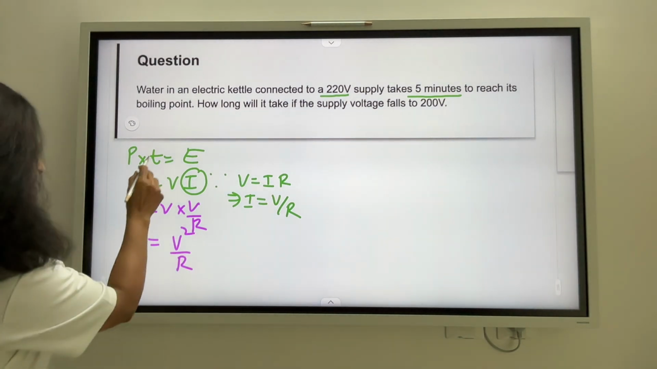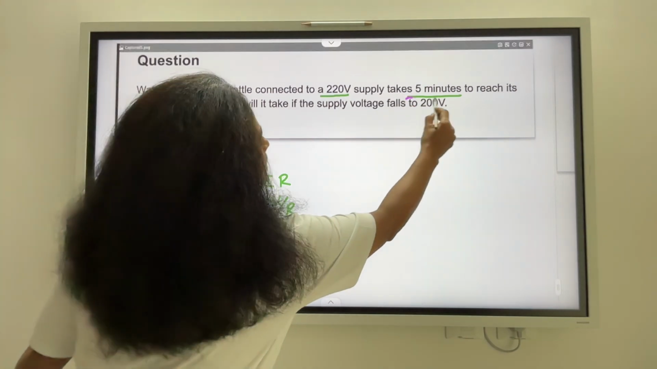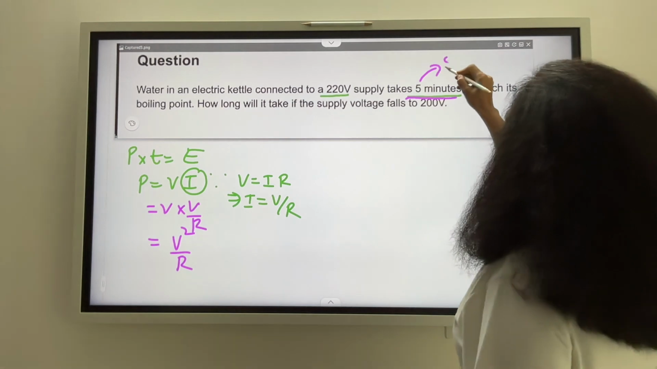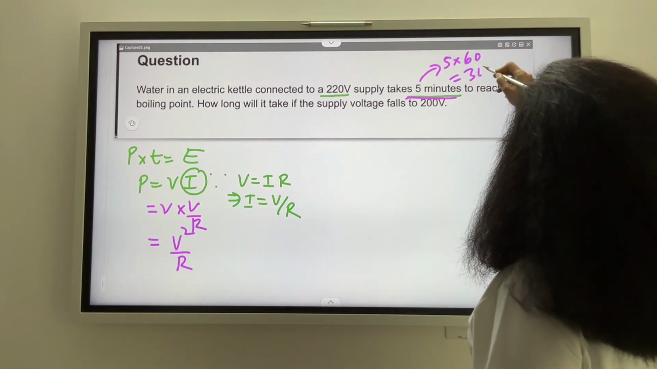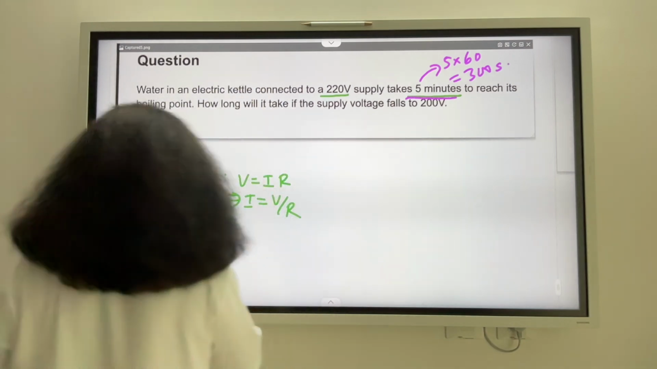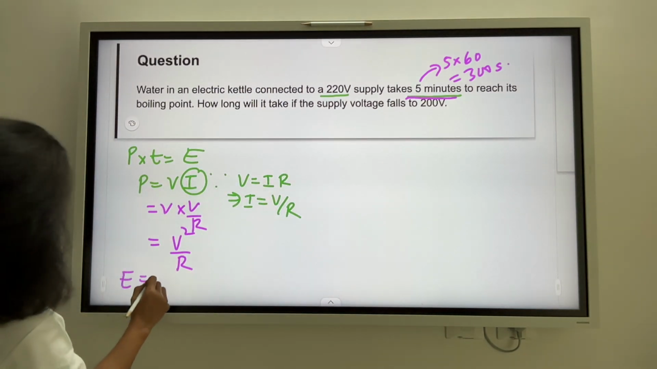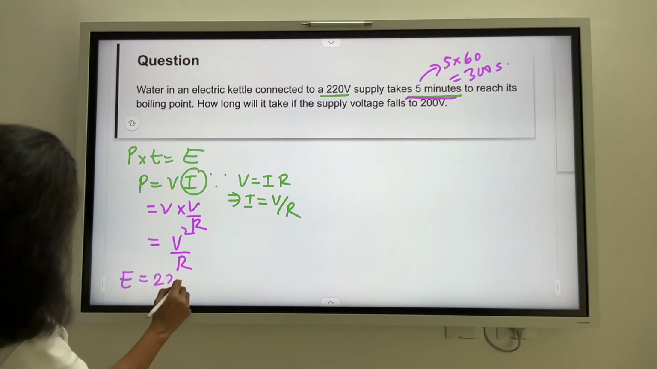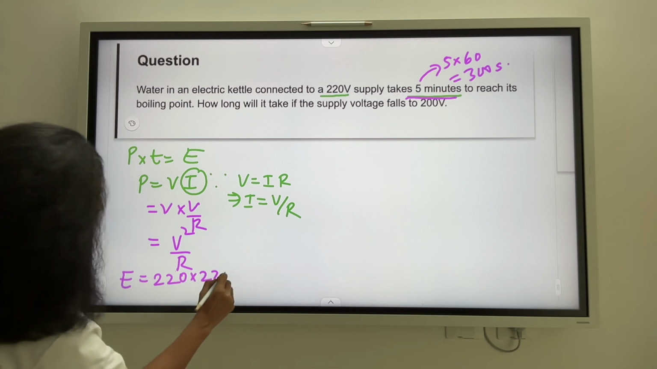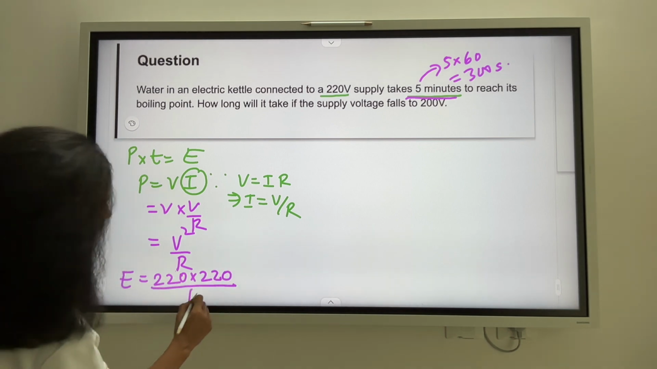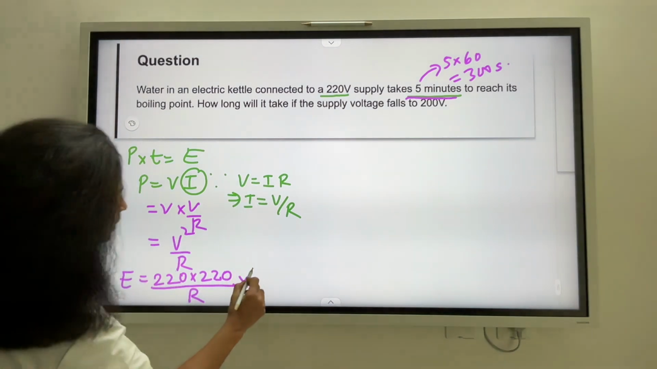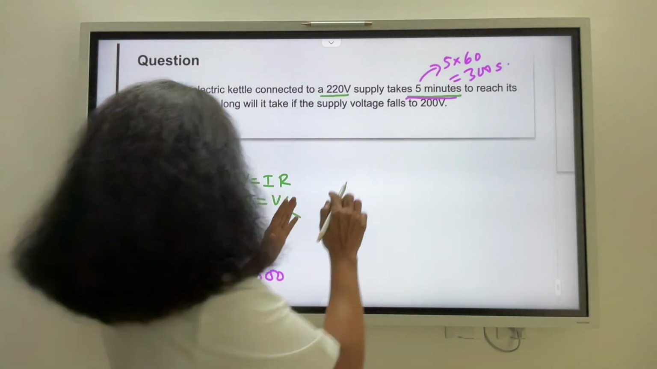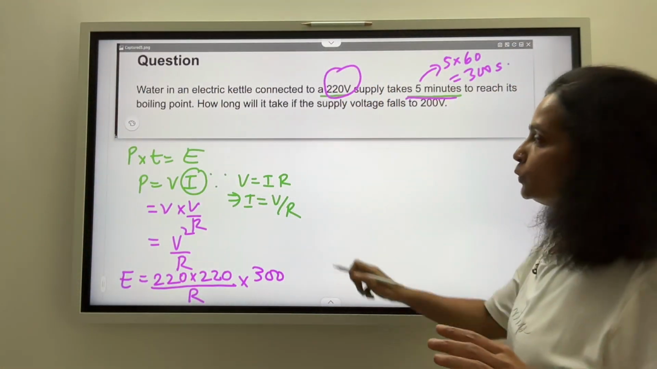Now if I multiply power into time, in this particular case my time is 5 minutes. I'll have to convert that into seconds. So 5 minutes is 5 into 60, which is 300 seconds. So my energy consumed is V square by R into T. What is my V going to be? 220 volts. So 220 into 220 by R into T. T is 300 seconds. So this is my energy consumed in the first case when the voltage supplied is 220 volt.